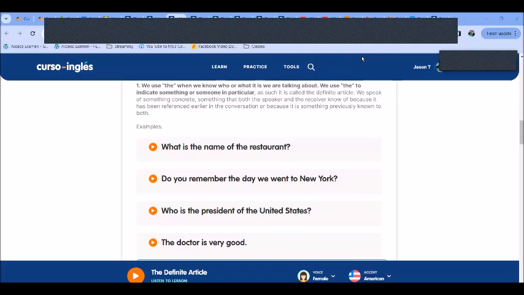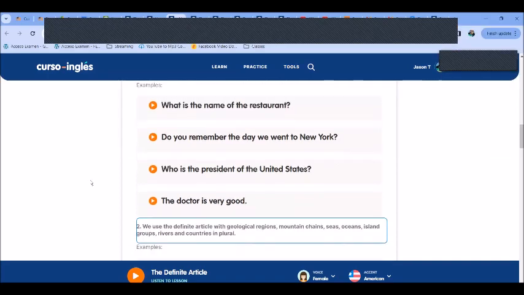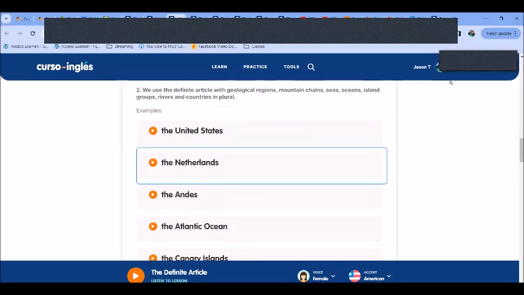Yes. We use the to indicate something or someone in particular. As such, it is called the definite article. We speak of something concrete, something that both the speaker and the receiver know of because it has been referenced earlier in the conversation or because it's something previously known to both. Examples. What is the name of the restaurant? Do you remember the day we went to New York? Who is the president of the United States? The doctor is very good. And I think, let's see if there's another example below. Good. Right.